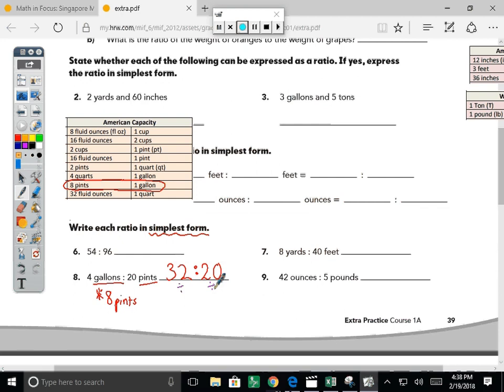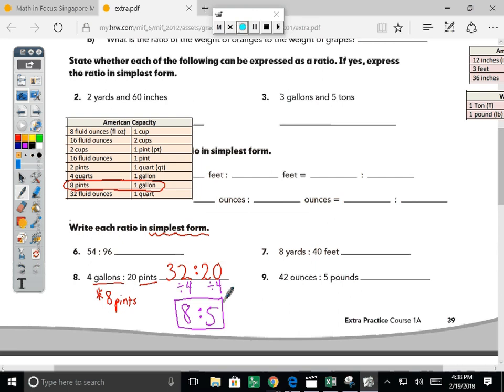Not 3. How about 4? Does 4 divide into 32 and will it divide into 20? Is 4 a good choice? I think 4 might work. Let's try it. 4 goes into 32 8 times because 8 times 4 is 32, and 4 goes into 20 5 times. Can you simplify any more? No, indeed, this is a final answer.